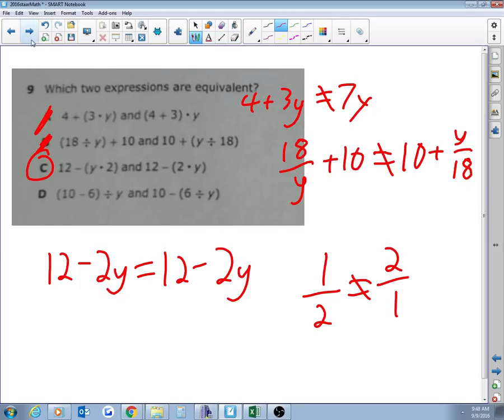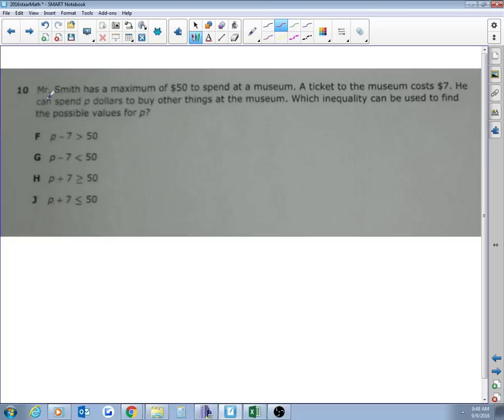Number 10. Mr. Smith has a maximum of $50 to spend at a museum. A ticket to the museum costs $7. He can spend P dollars to buy other things at the museum. Which inequality can be used to find the possible values for P? We can easily figure out that if he has $50 to spend and the ticket costs $7, then 50 minus 7 would equal 43. He has a maximum of $43 to spend. He can spend $43 or less than $43. He can spend no more than $43.